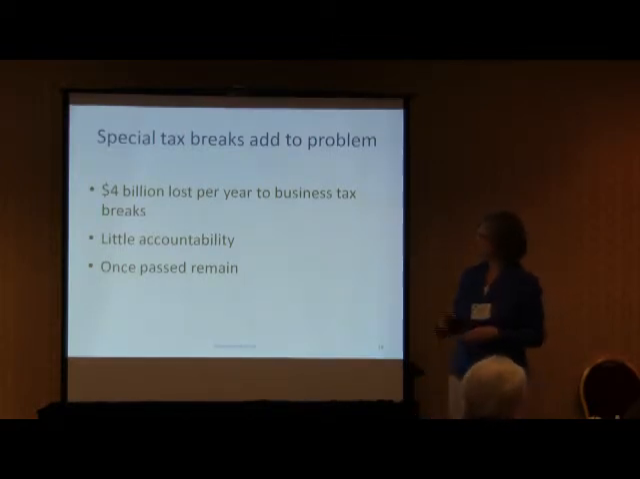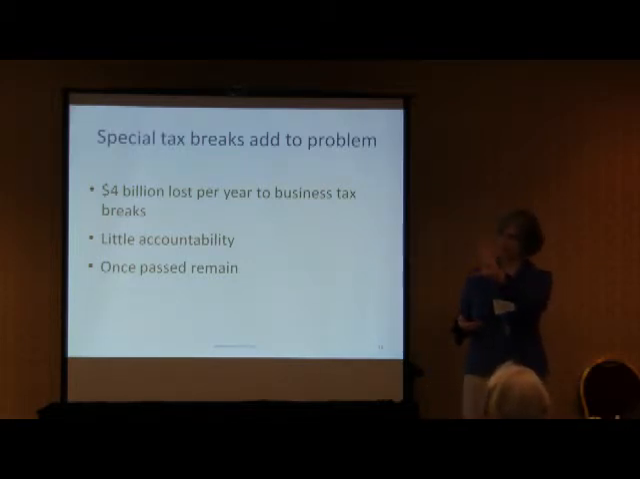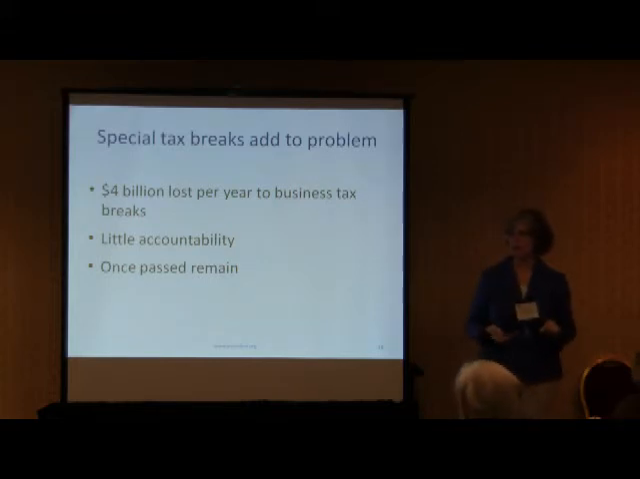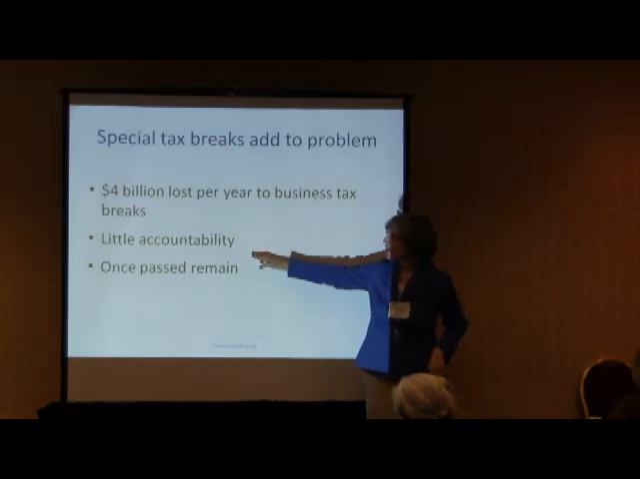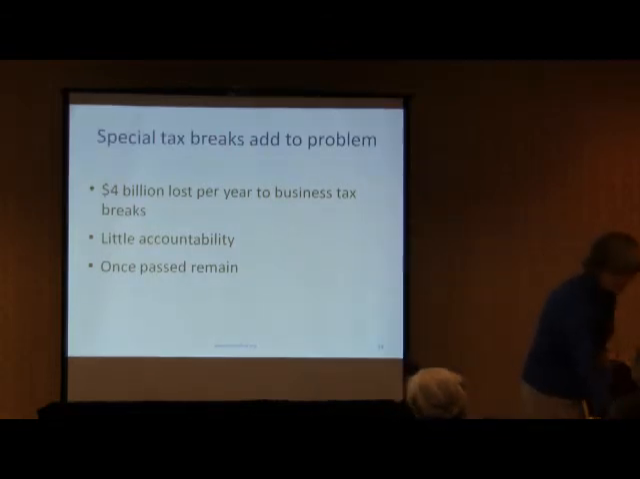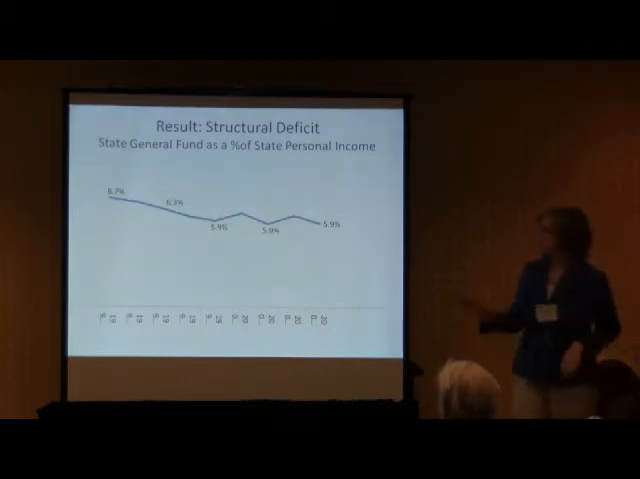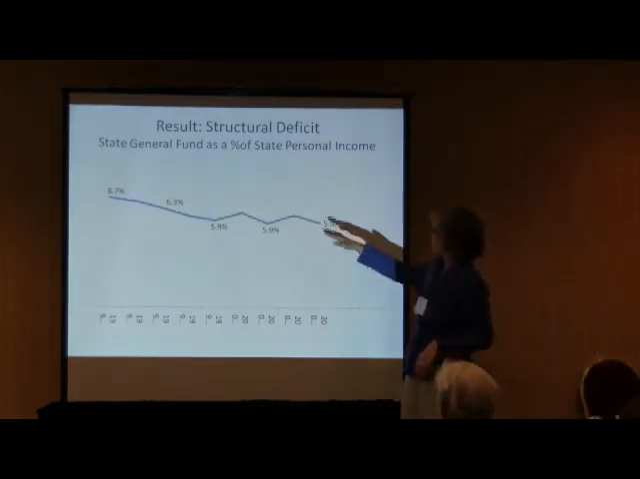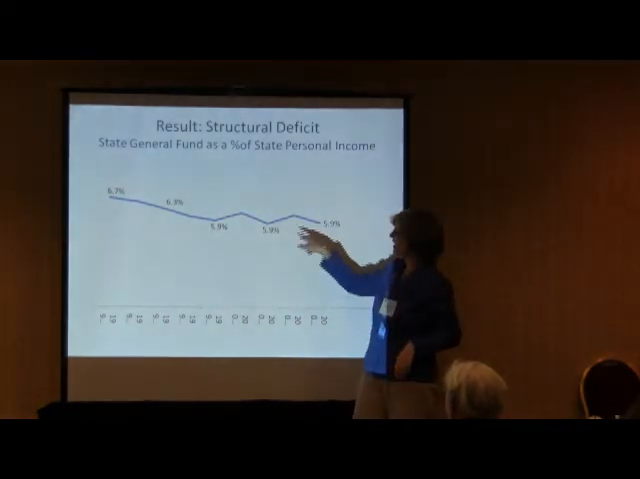And if you're interested in looking at them, the state also has a list of everything at dor.wa.gov. The Department of Revenue has a listing of all of them, if you want to see them. So this shows part of the structural deficit.